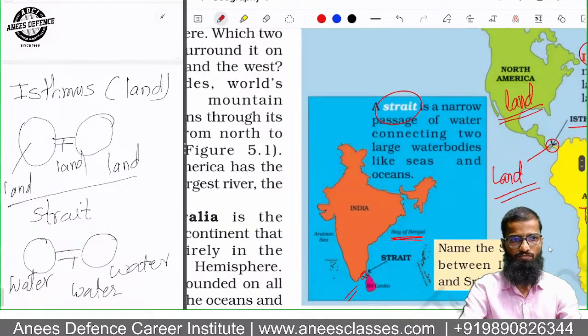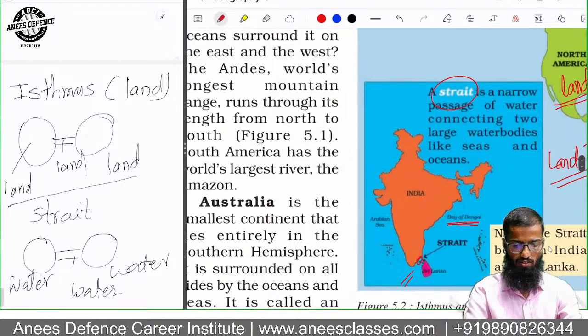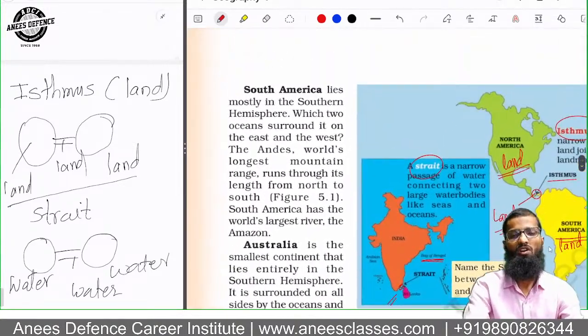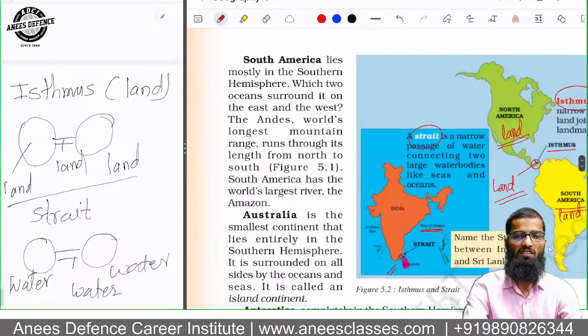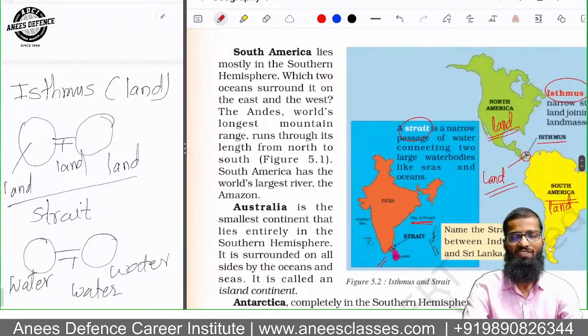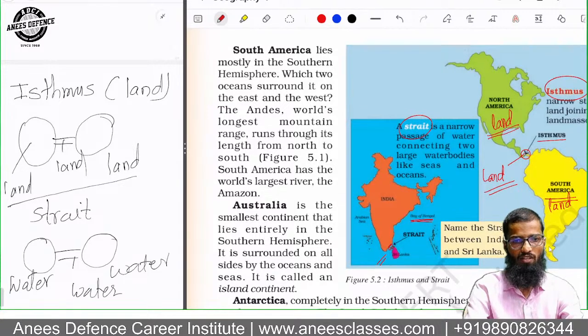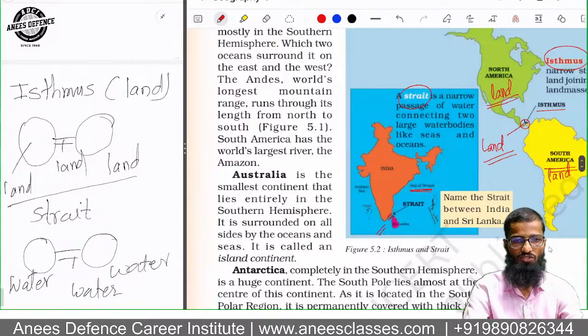So we'll continue discussing the continents. We discussed North America. Then we shifted our discussion to the Isthmus and Strait. Now South America. South America lies mostly in the southern hemisphere, which has the Andes, the world's longest mountain range. Okay. Here you also find the largest river, which is the Amazon.